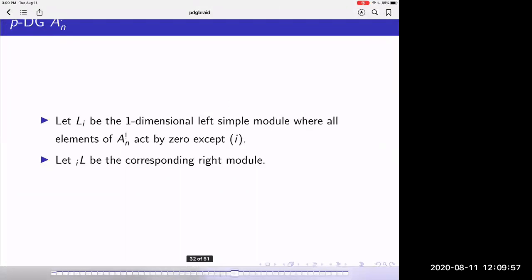Okay, so now I'm going to repeat some of the arguments that I made at the beginning of the talk about A_n shriek. Again, we let L_i be a one-dimensional left simple module, same as before, where all elements except for i act trivially, and let _iL be the corresponding right module. This has a trivial PDG structure.